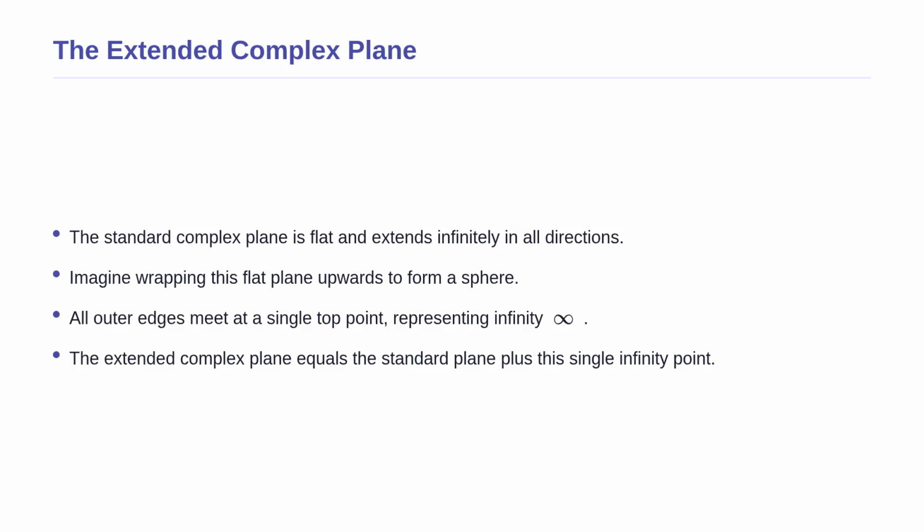Now imagine wrapping this flat sheet upwards to form a sphere, much like wrapping a dumpling. All the outer edges of the paper meet at a single unified point at the very top of this sphere. We call this single top point infinity. The extended complex plane is simply a standard flat grid with this one special point added.